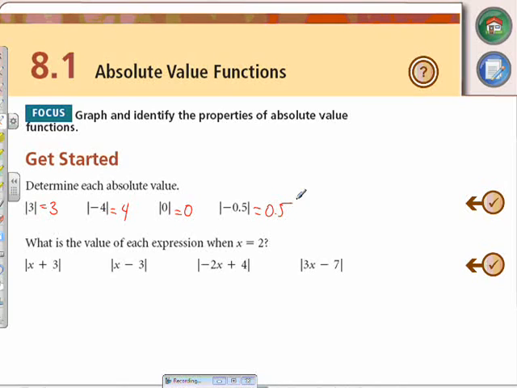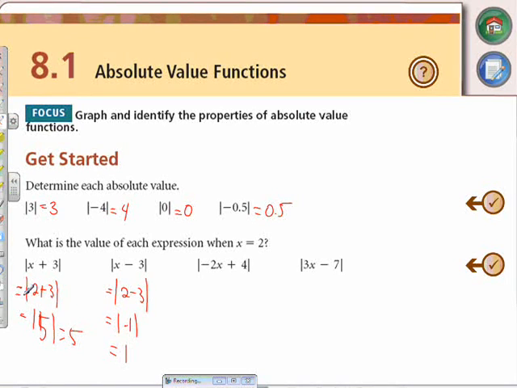What's the absolute value when we plug in a 2 for the x? So in this one we get absolute value of 2 plus 3, which is the absolute value of 5, which is equal to 5. And then absolute value of 2 minus 3, which gives us the absolute value of negative 1, which is 1.